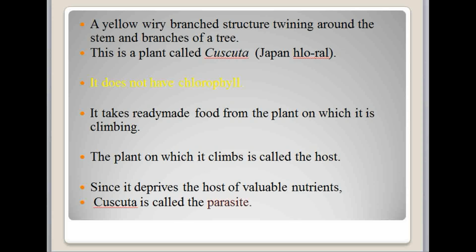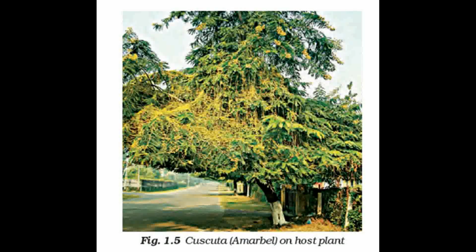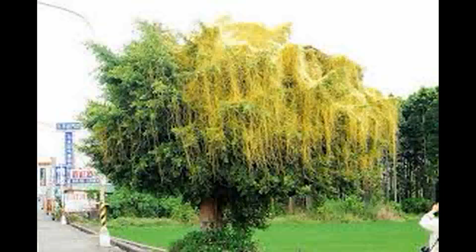A yellow wiry branch structure twining around the stem and branch of a tree. This is a plant called cuscuta. It does not have chlorophyll. It takes ready-made food from the plant on which it is climbing. The plant on which it climbs is called the host. Since it deprives the host of valuable nutrients, cuscuta is called a parasite.